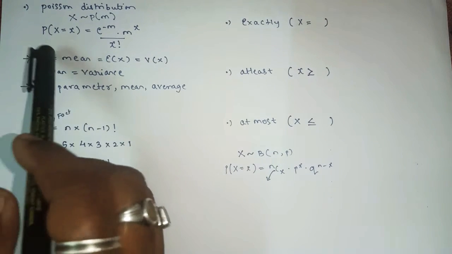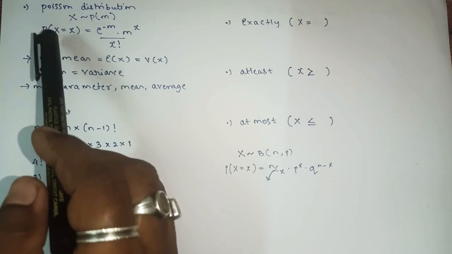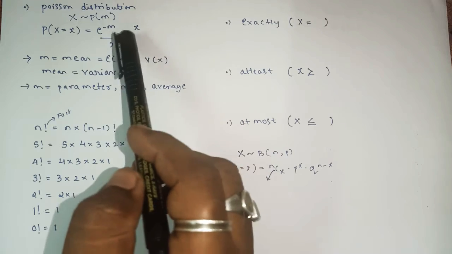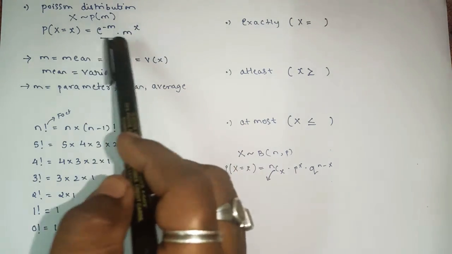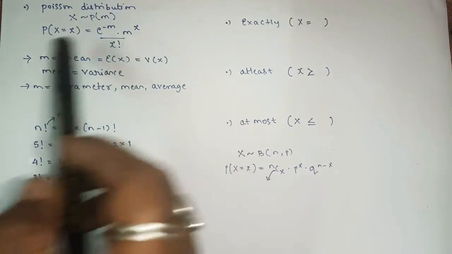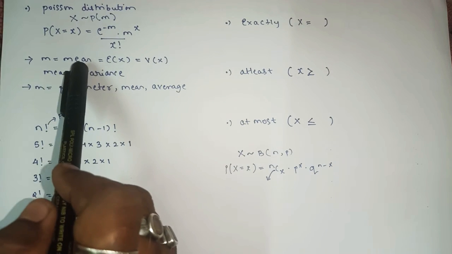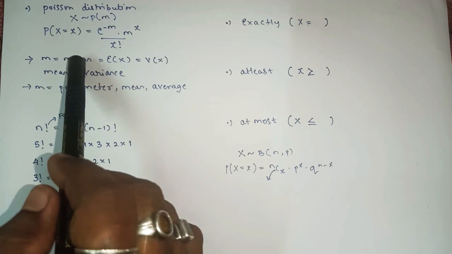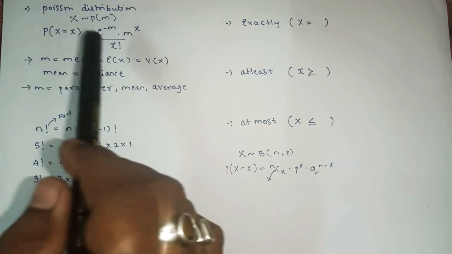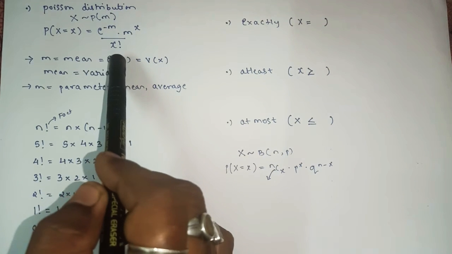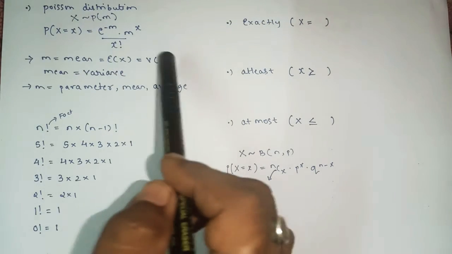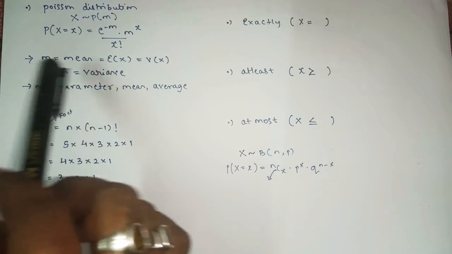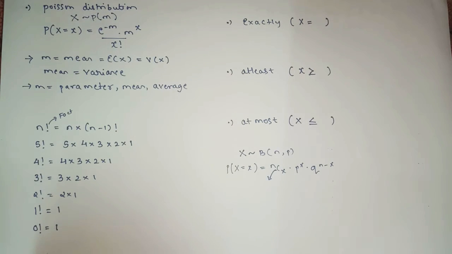So here the formula is what? P of x equals small x equals e raised to minus m into m raised to x upon x factorial. So here m is known as what? It is known as mean. In this exercise the small m is known as mean. Sometimes we can say that it is also known as expected value, and sometimes we can say that small m is known as variance. So in this exercise mean and variance are one and the same, yes or no?